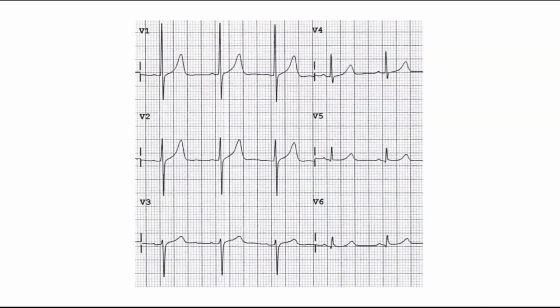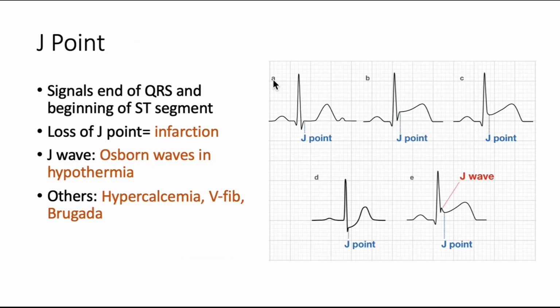This one is actually lead misplacement, and you can tell that, look at how large the V1, 2, 3 are compared to V4, 5, and 6, and this is completely backwards. So that's where you really need to check your leads.